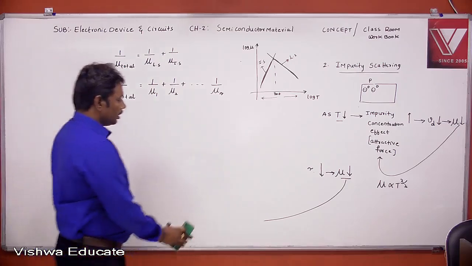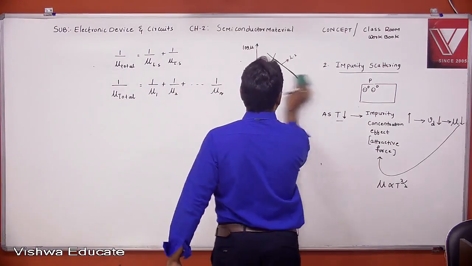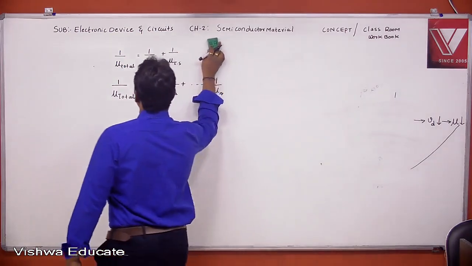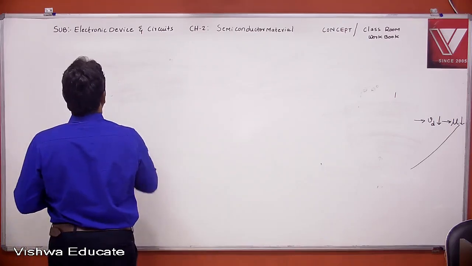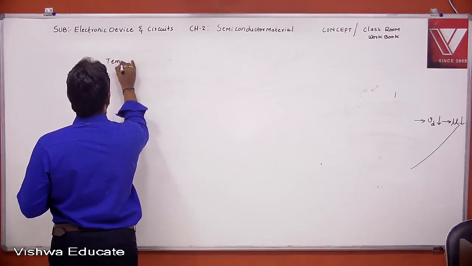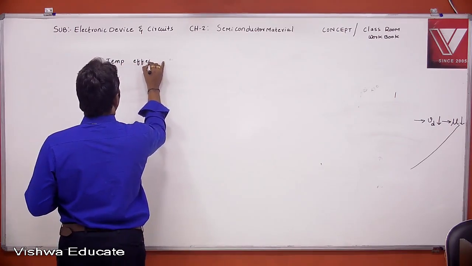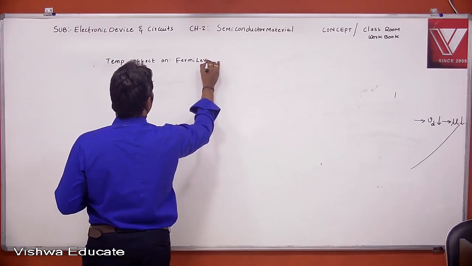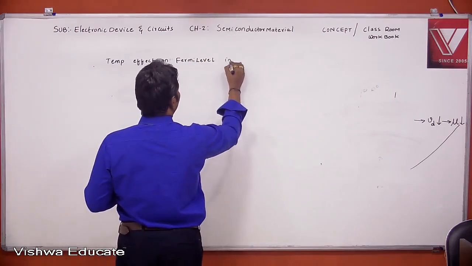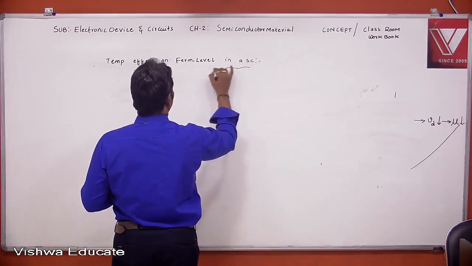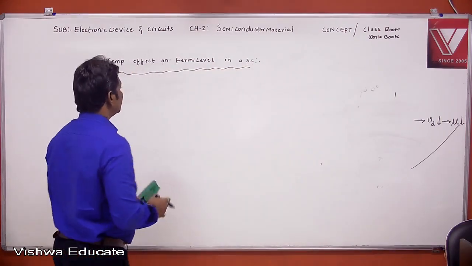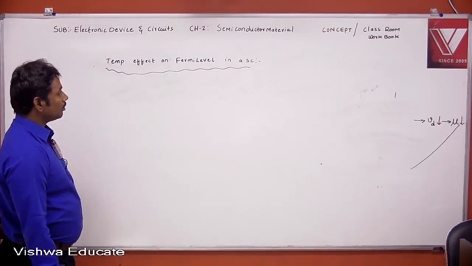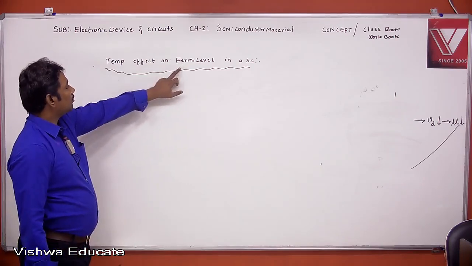Right. Next topic: temperature effect on Fermi level in a semiconductor. Now all of you, see in case of a semiconductor, how the Fermi level is affected due to temperature.